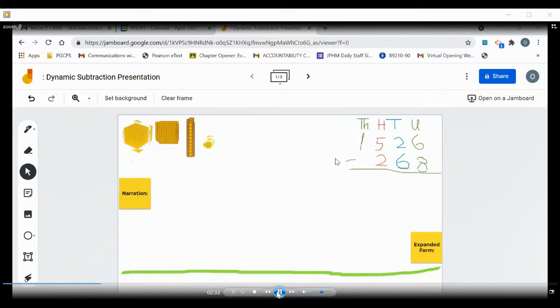I'm going to remind you again about the fact that 1,526 is one whole number. The numbers have to work together as a team. They have to partner with each other, especially when we are completing dynamic subtraction. They have to help each other to enable me to complete this dynamic subtraction. Don't forget that.